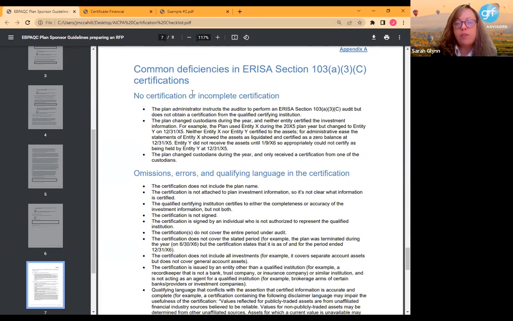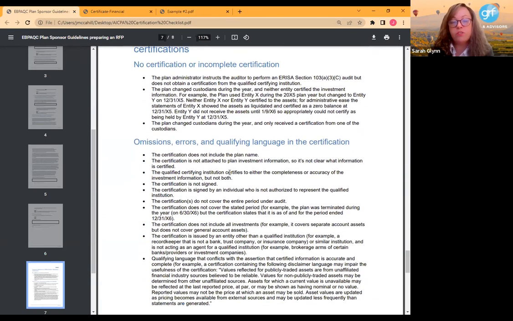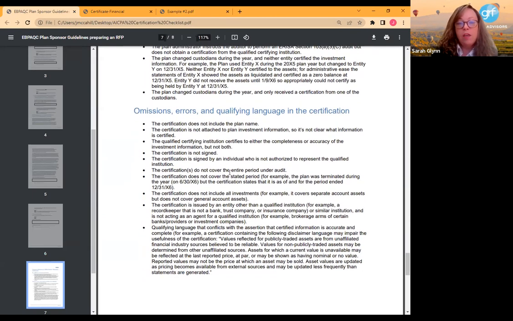As you'll see, I think if you make sure your certification doesn't have those errors, you'll do pretty well. And as you'll see, we've covered a lot of these in our example above. For example, does it include the plan name? Is it signed? And that's pretty much it.